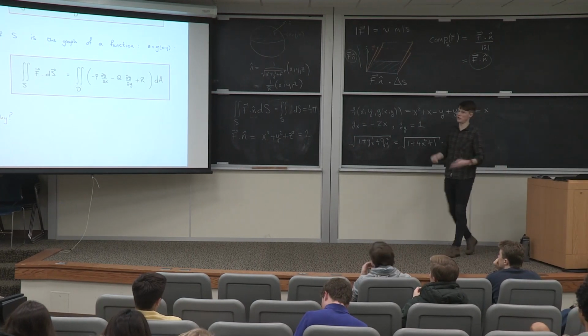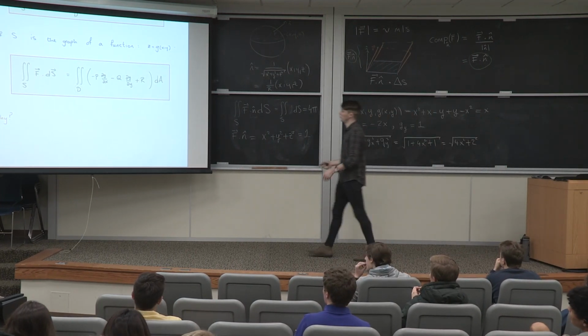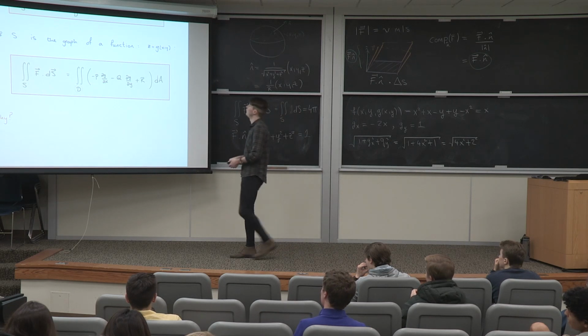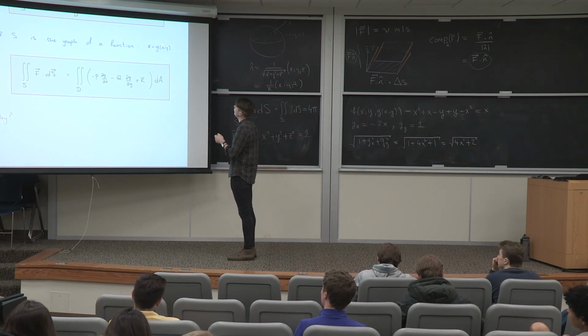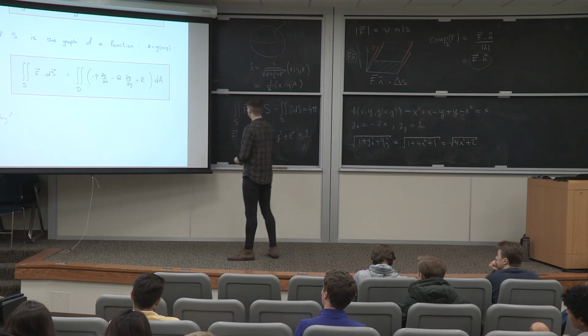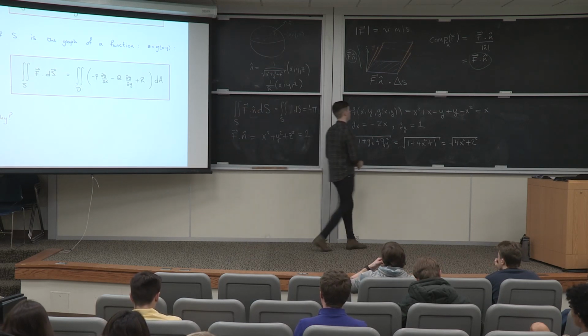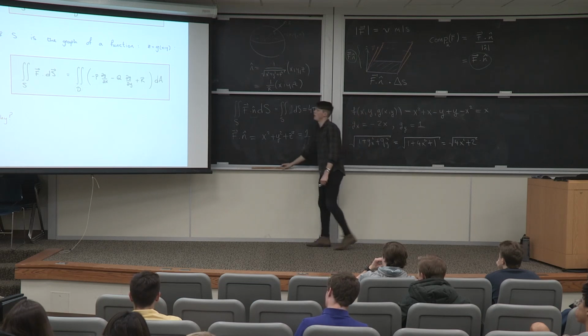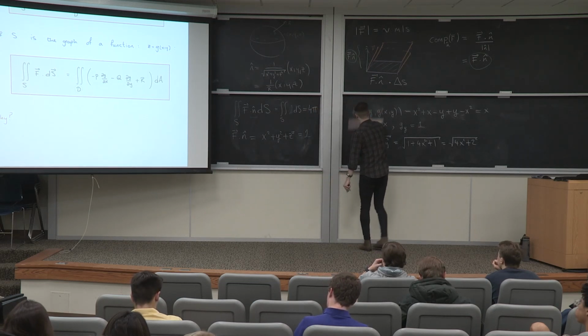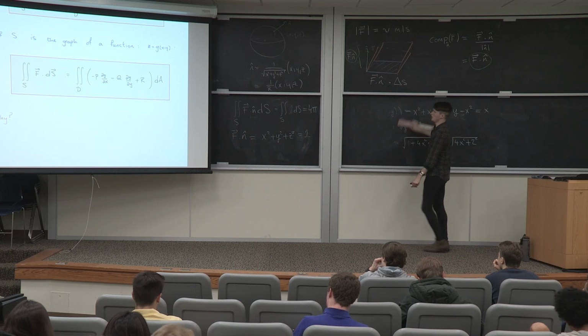Again, so we check these cases. What does the formula look like? If S is the graph of a function, z equals g(x,y), then F dot dS is this formula, where F is (P, Q, R). Why is this true?